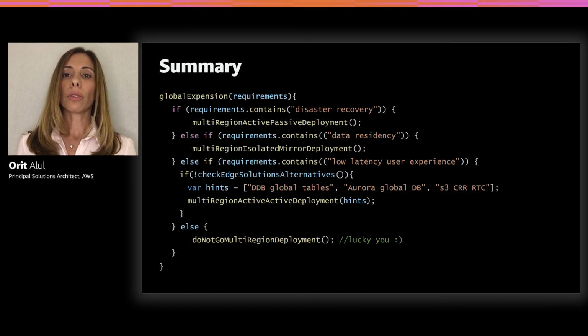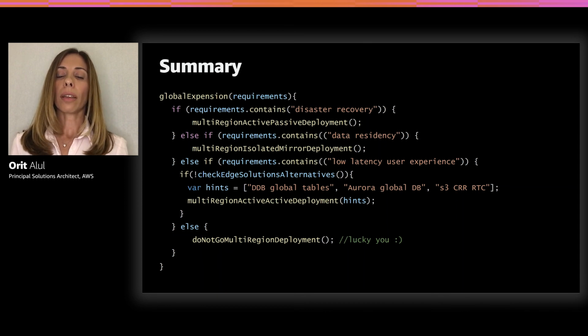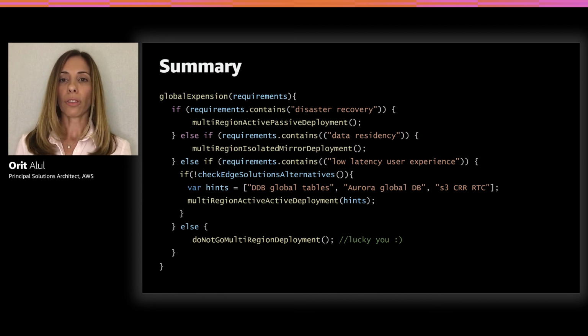And if you'd like to improve user experience and reduce the latency between the application services and the end user, you should first check if leveraging AWS Edge services gives you good enough improvement. And if not, you should go with multi-region active-active deployment. Of course, this function is a bit simplified. Sometimes it will be required to have both data residency and disaster recovery, and then you'll have to mix and match.